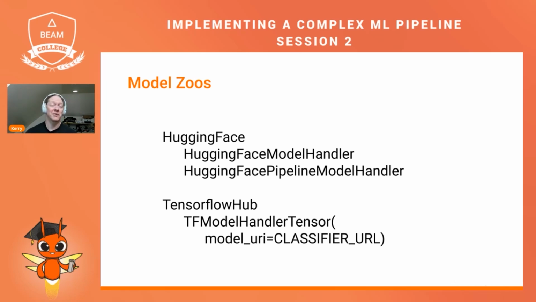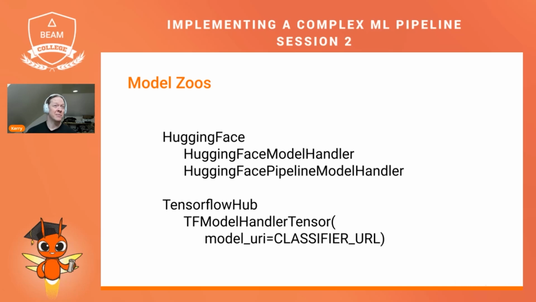The two main model zoos that we have integrated into Beam are Hugging Face and the TensorFlow Hub. Hugging Face is supported by the Hugging Face model handler and the Hugging Face pipeline model handler for the Hugging Face pipelines construct. The TensorFlow Hub is supported via the regular TensorFlow model handler, and that TensorFlow model handler takes an argument that can be a TensorFlow Hub URI.